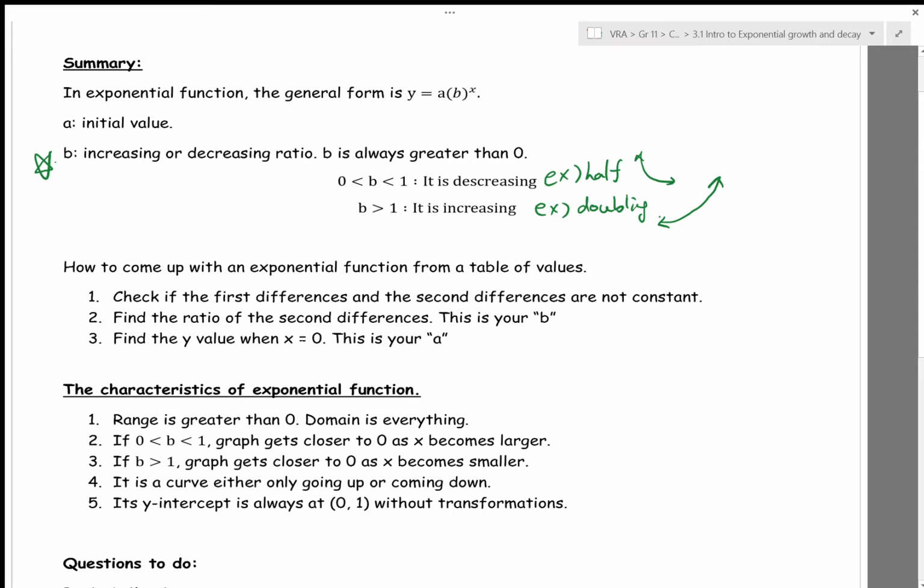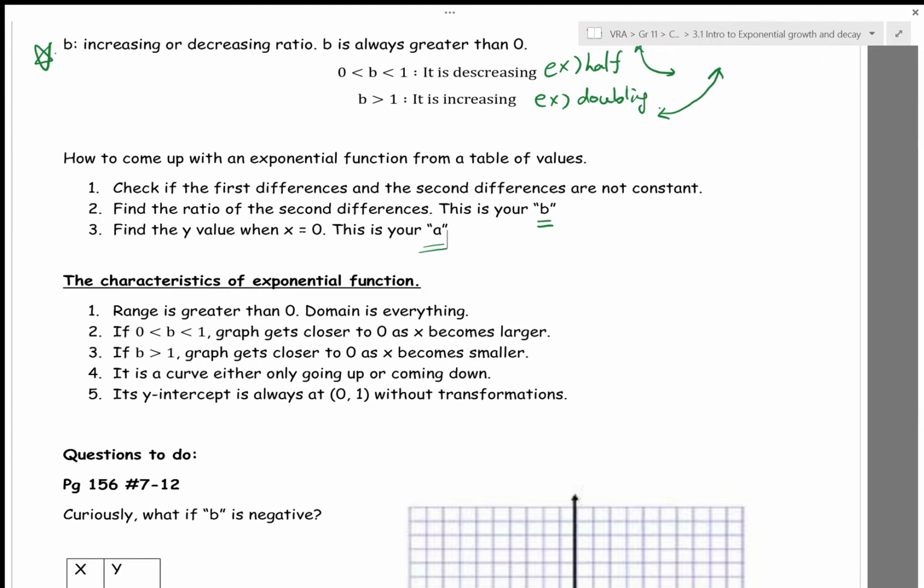Now, how to come up with an exponential function from a table of values. As we did before, check whether the first differences and the second differences are not constant. If they're not constant, then take a look at the ratio by dividing the second column by the first column. By doing so, you will be able to find the ratio, if they're the same. Once you do that, then we have to use the x equals 0 in the table of values, and that becomes your a value. Whatever the y value is when x equals 0, that is your a value in your basic exponential function.